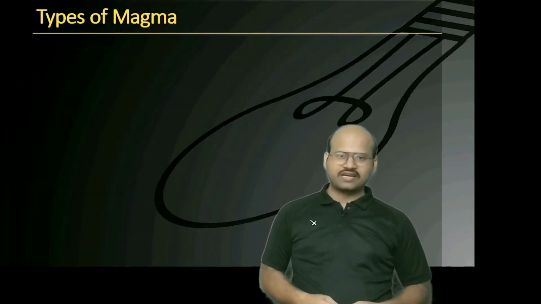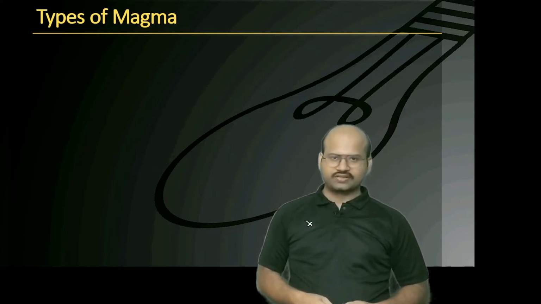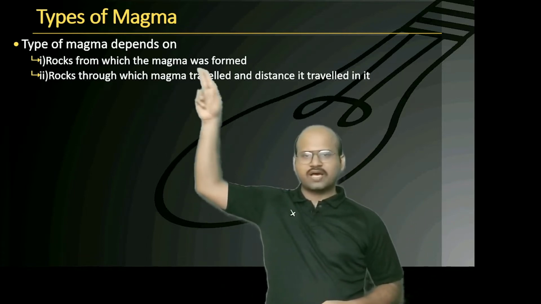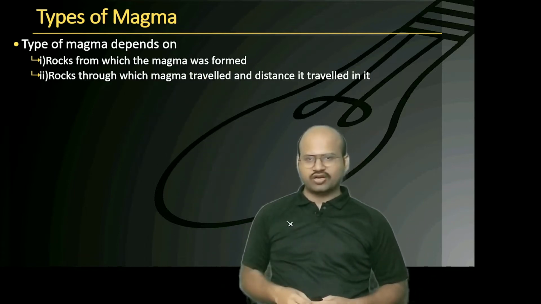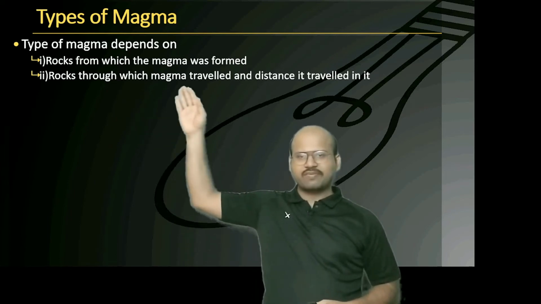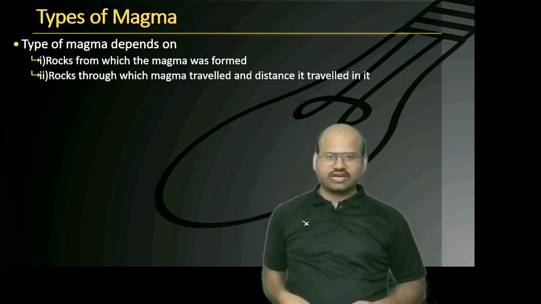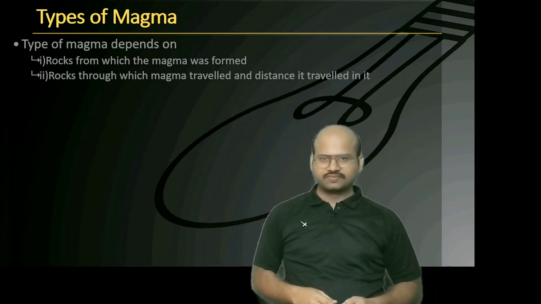Magma type basically depends on two important properties. First is the source of the rocks which formed the magma, that is the rocks from which the magma was formed. The second important thing is the rocks through which the magma has to travel to come to the surface from asthenosphere and the distance it has to travel. So let's see both of them in detail.